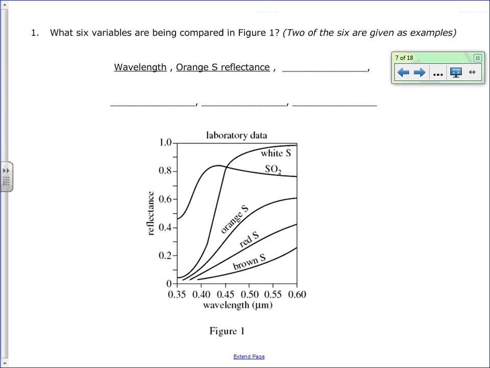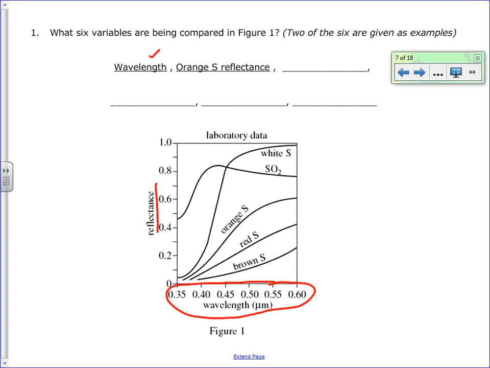All right, if you are pressing play at this point, that means you've answered questions 1, 2, and 3 already and are ready to go through the answers. As we take a look at question 1, it asks what 6 variables are being compared in figure 1. And 2 of the 6 are given as examples. So remember, there's a couple of things that we're looking at here. The variable of wavelength is what we're actually controlling in this experiment. Right? It's on the x-axis. So in this experiment, we're changing the wavelength, and then we're measuring different reflectances. Now we're measuring different reflectances of a whole bunch of things.